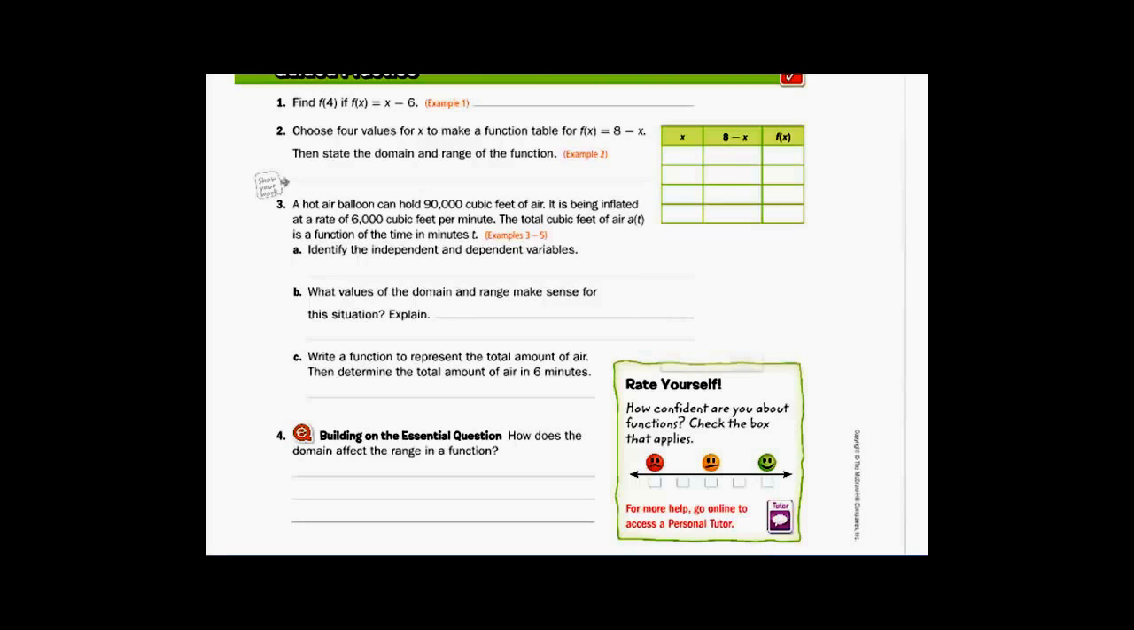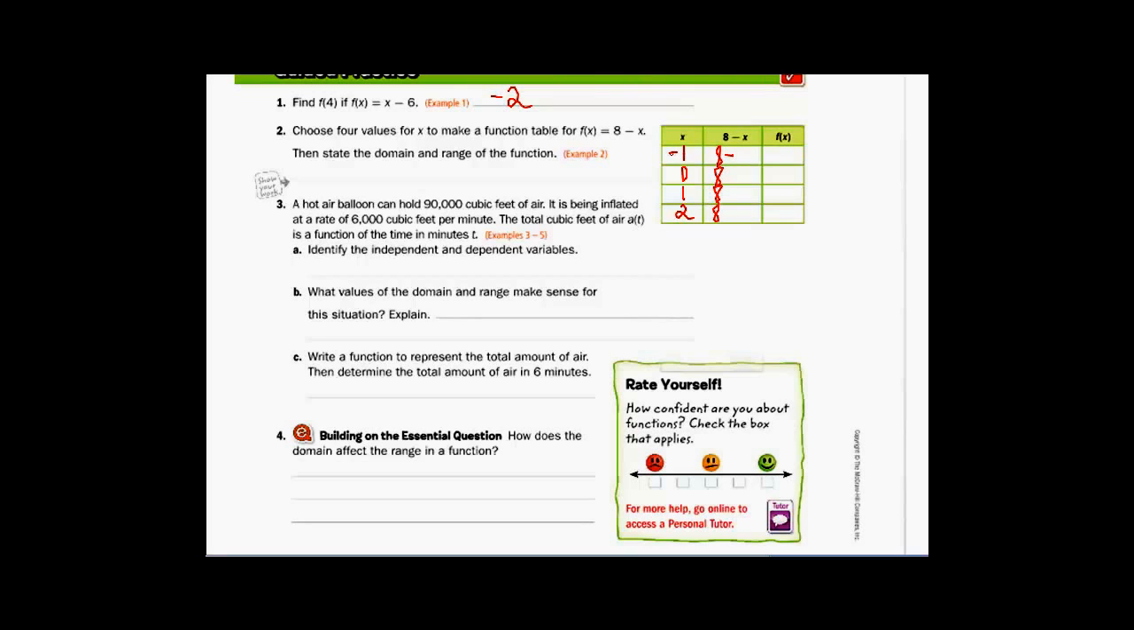If you did guided practice number 1, you would find that your answer should be -2. Okay? Now, for number 2, if it says choose 4 values, obviously your values are all going to be different. But whatever values you pick, you just have to put them in right here. Whoops, I did that part backwards. You're going to put them in right there, but it's going to be 8 minus whatever you choose.